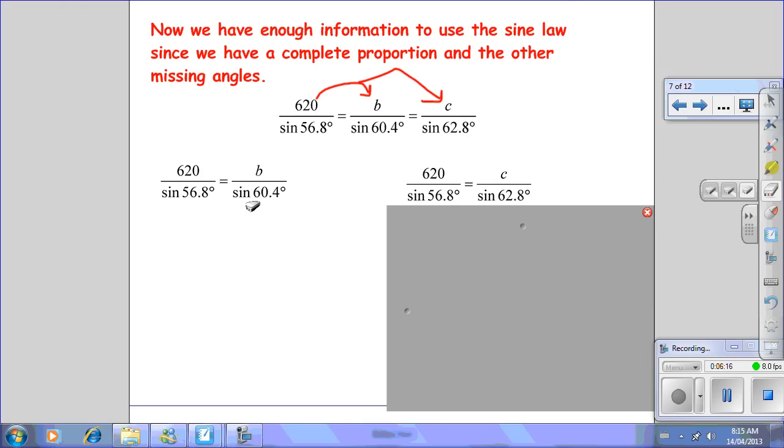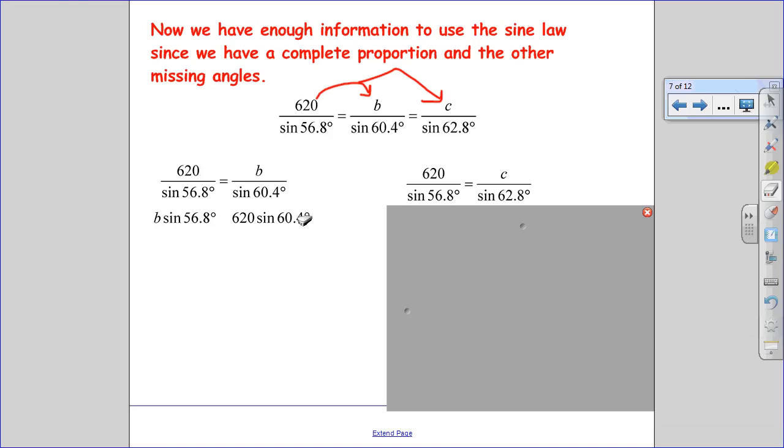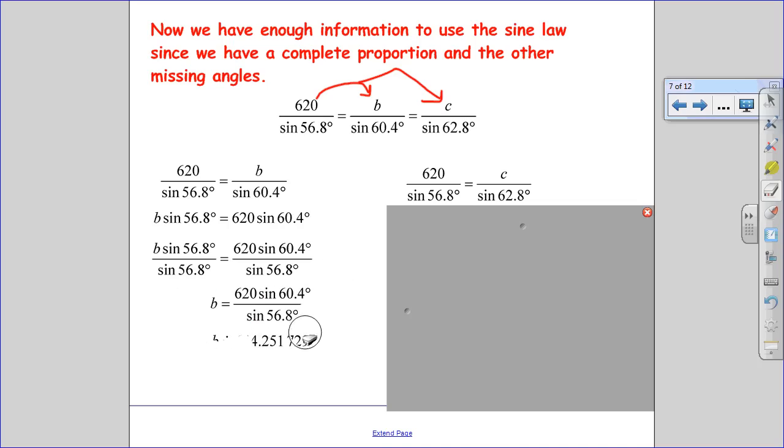What I can do here is I can multiply both sides by both denominators, and I get B sine 56.8 is 620 sine of 60.4 degrees. Now I need to get side B by itself, so obviously I need to divide by the sine of 56.8 degrees on both sides, of course, because I'm keeping my equation balanced. And then I can use my handy dandy calculator, and I can solve for side B.